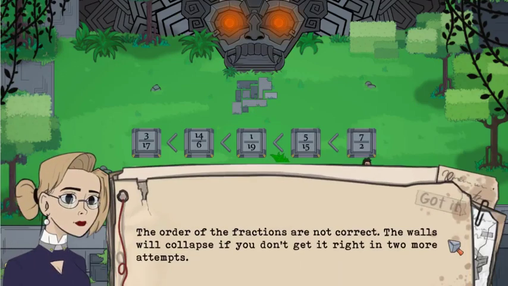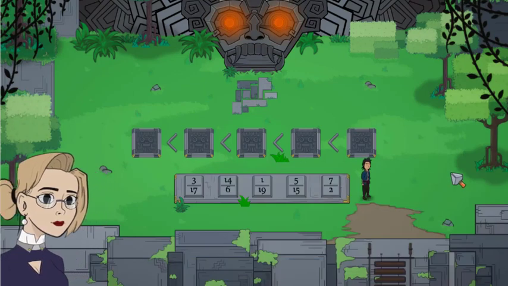The order of the fractions is not correct. The walls will collapse if you don't get it right in 2 more attempts.